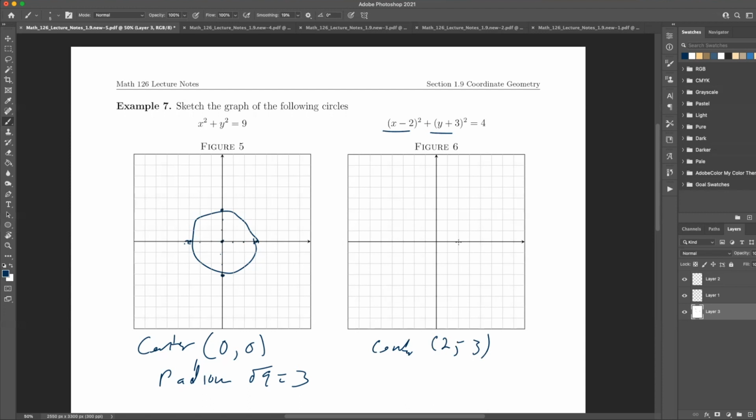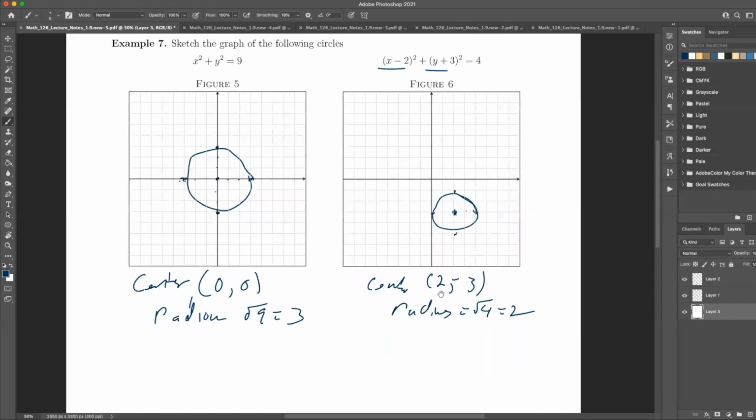So here I'm going to wander over to my circle. I put a little dot right here to signify that. My radius here is equal to the square root of 4, which is equal to 2. So I'm going to go over 2, 1, 2, up 2, to the left 2, and down 2, and then just try to draw that the best I can. There we go. That's it.